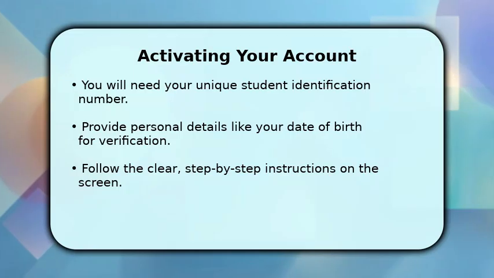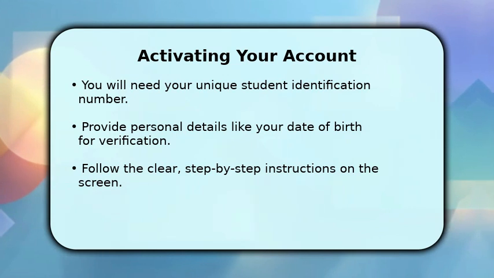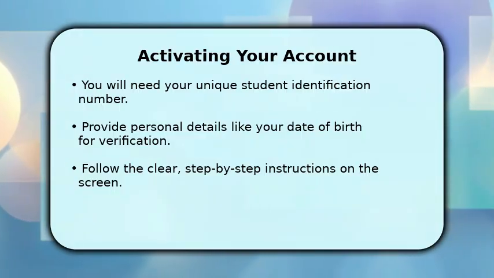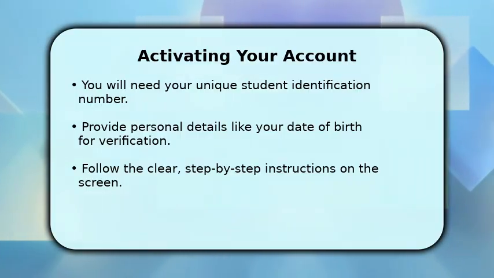Once you've found the activation page, you'll typically be asked for some key information. This often includes your student ID number, which is usually a 7 or 8-digit code, and perhaps your date of birth. These details help verify your identity and ensure only authorized students create accounts. Carefully follow each prompt to proceed smoothly.